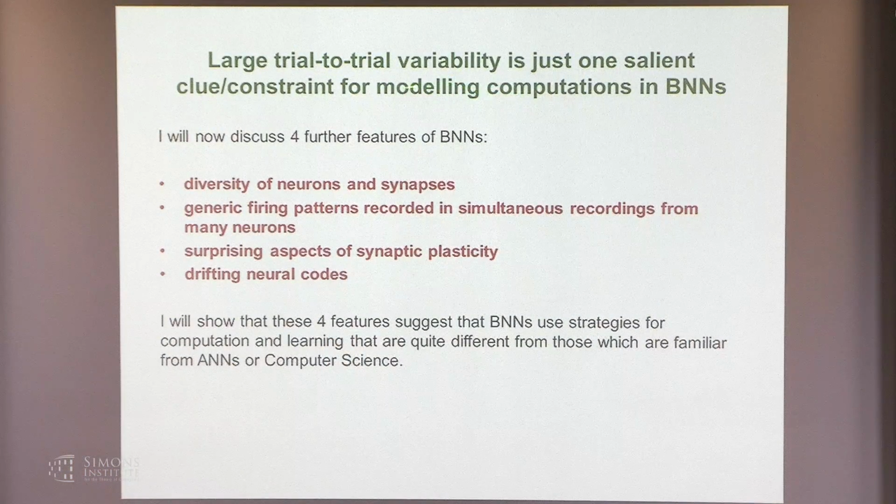So I had spent now 1 hour to discuss one constraint from biology, trialability. I want to also cover some other constraints from the data, and now I have to do it much faster, because at least I have 4 different constraints.